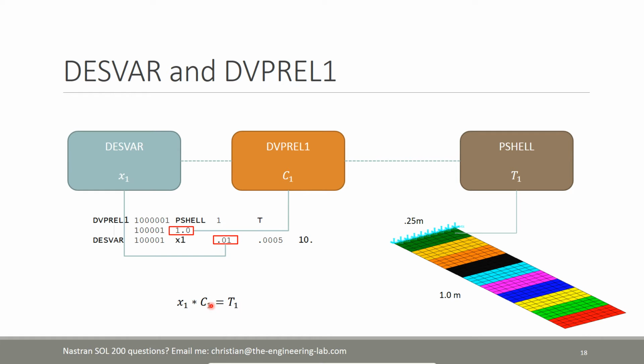The constant remains unchanged. So again, the design variable or the DSvar entry is what actually defines the design variable. The dvpro1 is what relates the DSvar entry to the P shell parameter here of thickness.